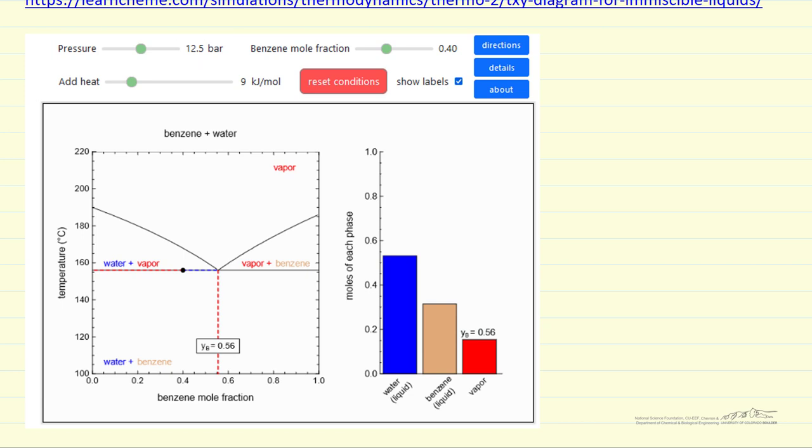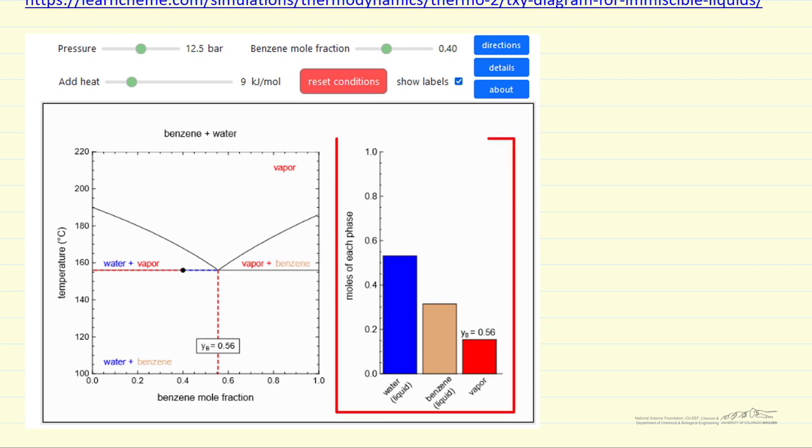The simulation shows then the phase envelopes, where at higher temperatures we have vapor, at the lower temperatures we have two liquids, and then we have regions where we have, in this case, liquid water plus vapor, vapor containing both components, or liquid benzene plus vapor.